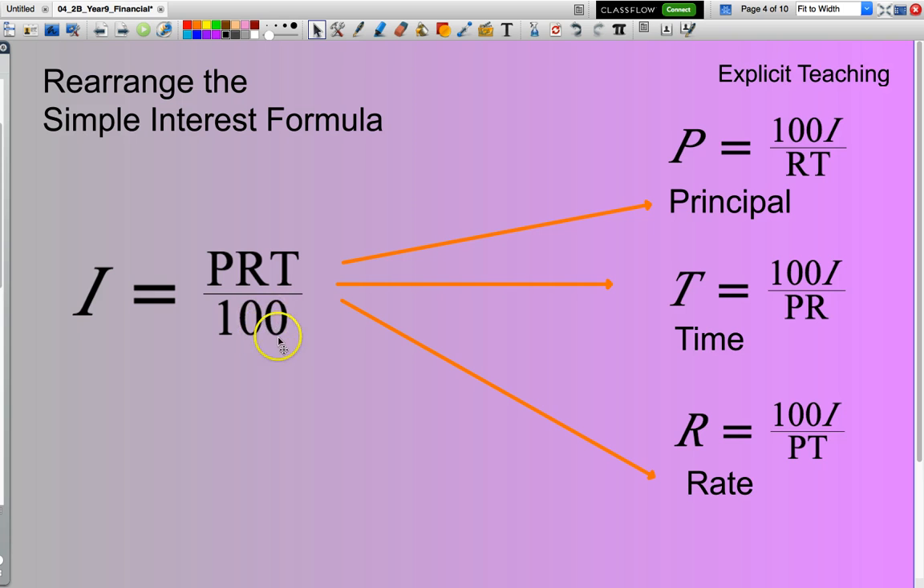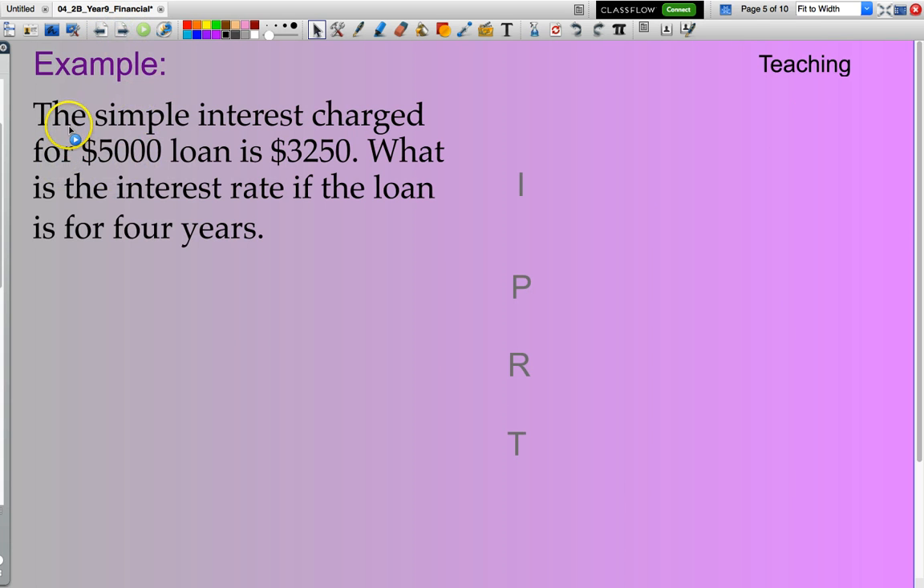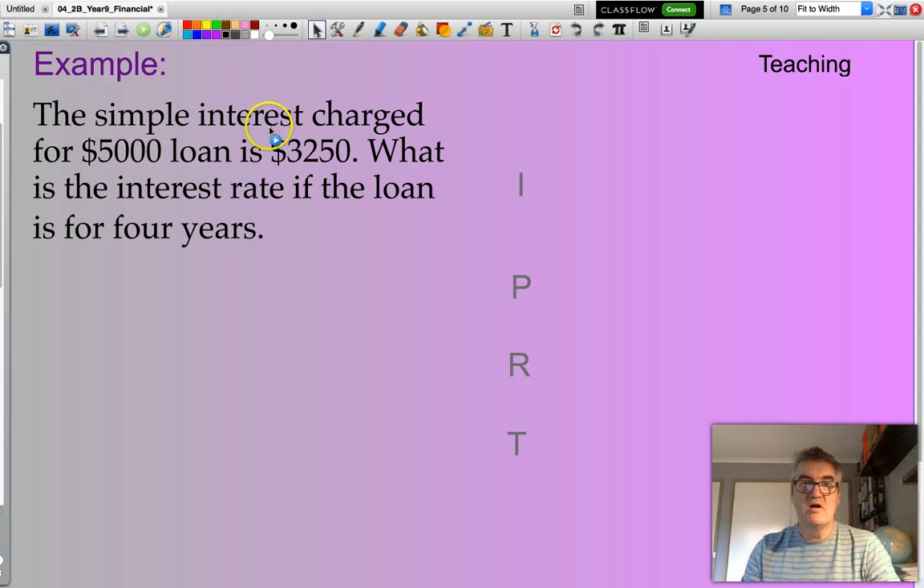Right, we're going to look at three examples that calculate for either the principal, the time, or the rate. So, first example: the simple interest charged for a $5,000 loan is $3,250. What is the interest rate if the loan is for 4 years?